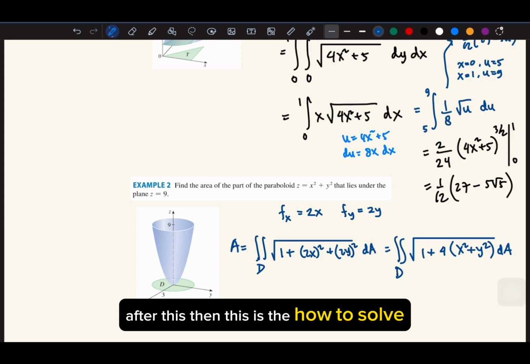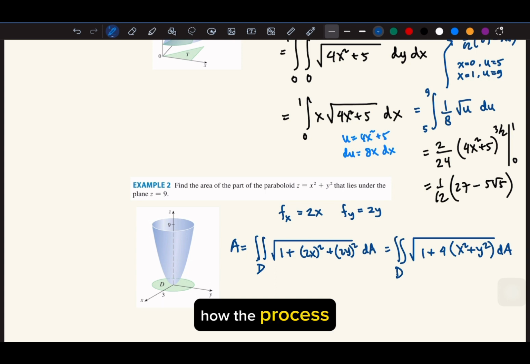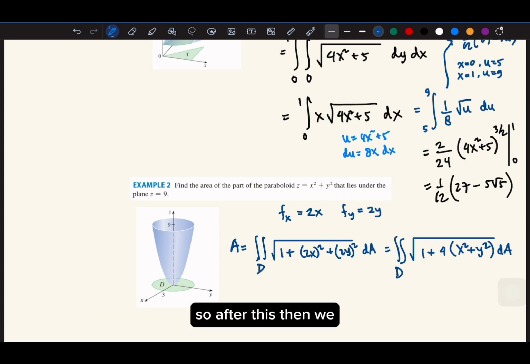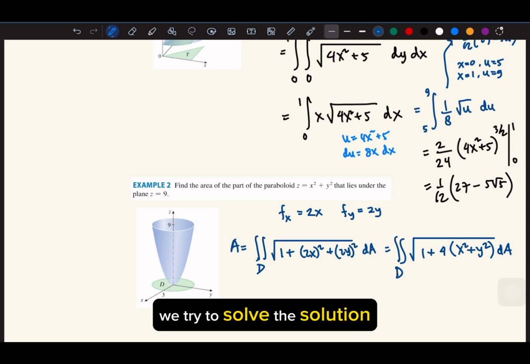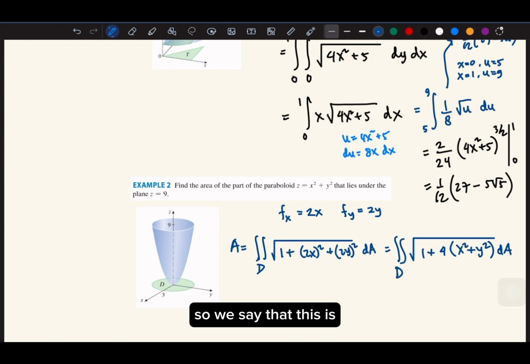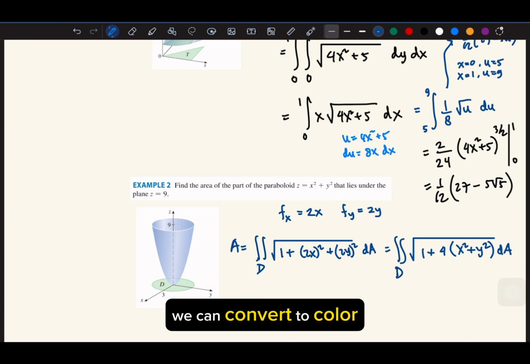After this, then this is the process of how to solve it. So basically, the surface area part is only up until this. After this, we try to solve the solution. Now, if you look here, this is just like our regular problems in polar. So we can convert to polar, so we can convert to r squared.